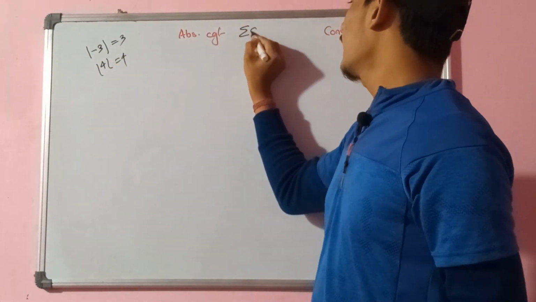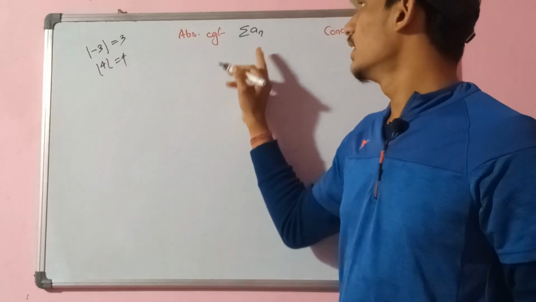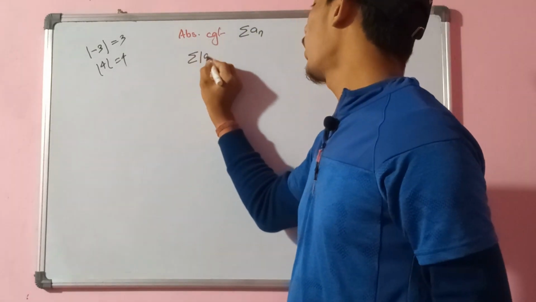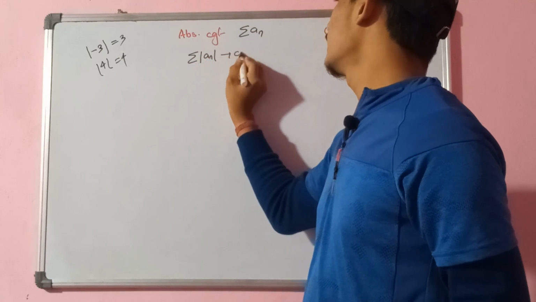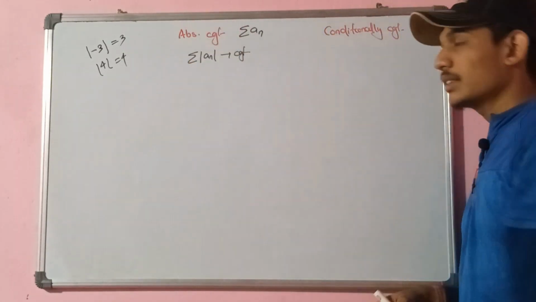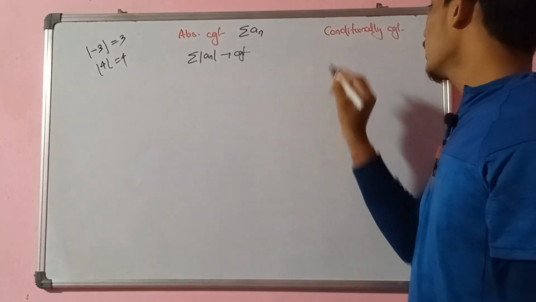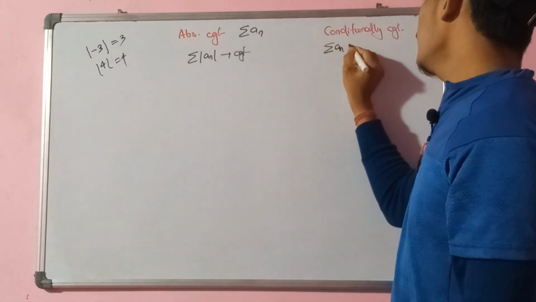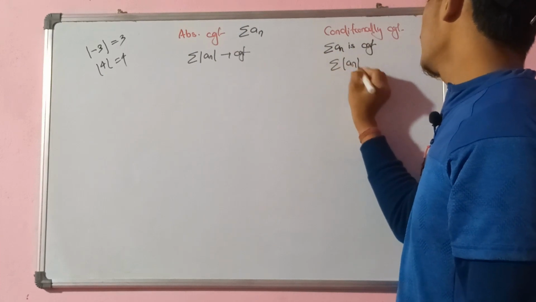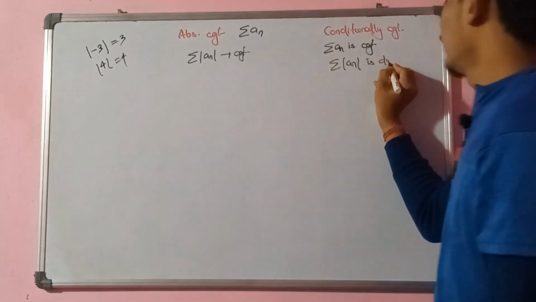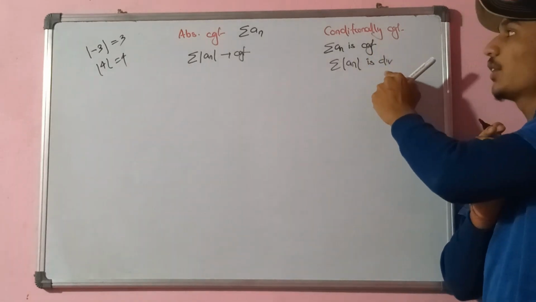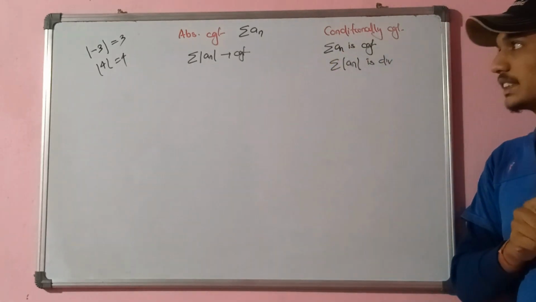Suppose my series is an. When will I call this series absolutely convergent? If my mod an is convergent, then only I will call this absolutely convergent. What is conditionally convergent? If an is convergent but mod an is divergent, then I will call this conditionally convergent.